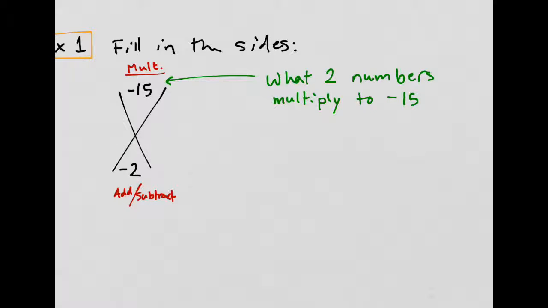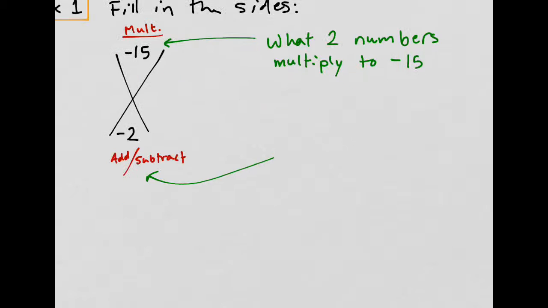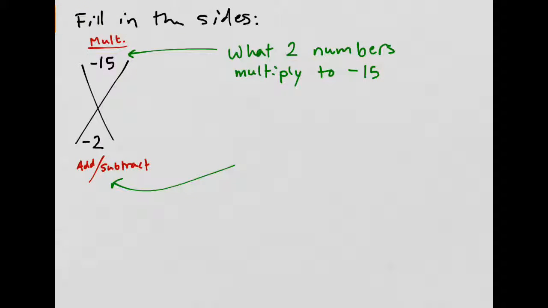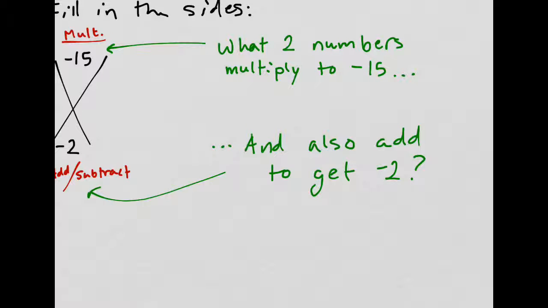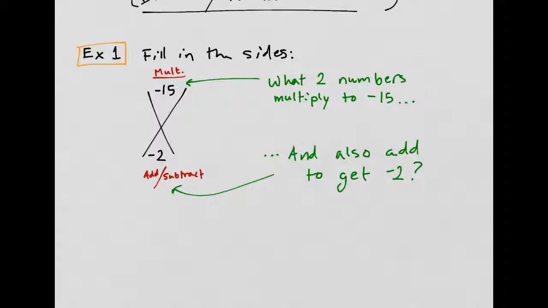But then also add or subtract to, actually it's just adding. It just changes to subtraction if you have something that's negative. So what two numbers multiply to negative 15 and add up to get negative 2? Well, that's pretty crazy, huh? How are you supposed to do that?